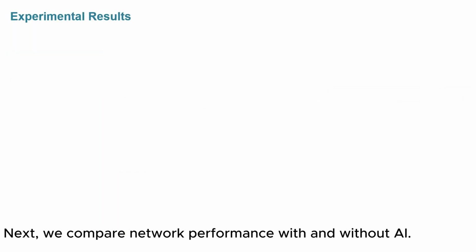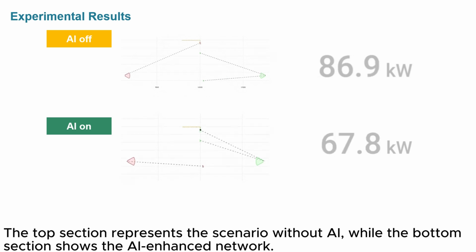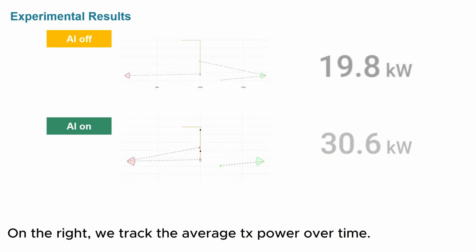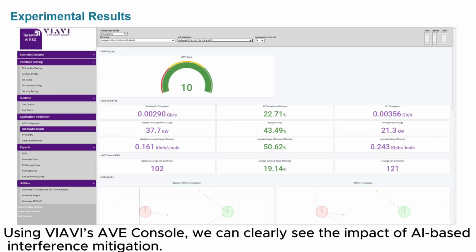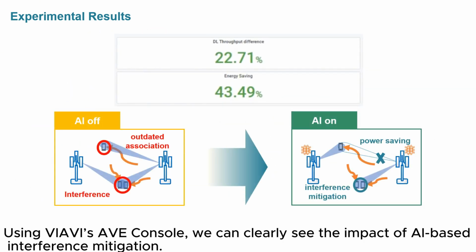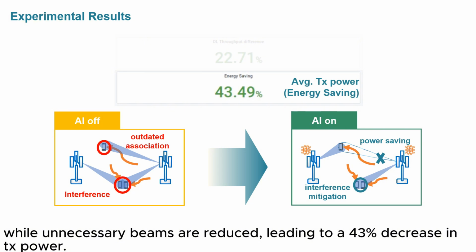Next, we compare network performance with and without AI. The top section represents the scenario without AI, while the bottom section shows the AI-enhanced network. On the left, we visualize UE movement and how base stations serve them. On the right, we track the average transmit power over time. Using Viavi's AVE console, we can clearly see the impact of AI-based interference mitigation. Downlink throughput improves by an average of 23%, while unnecessary beams are reduced, leading to a 43% decrease in transmit power.